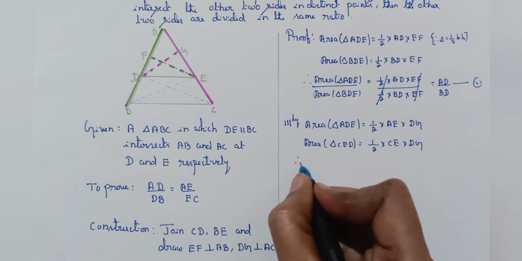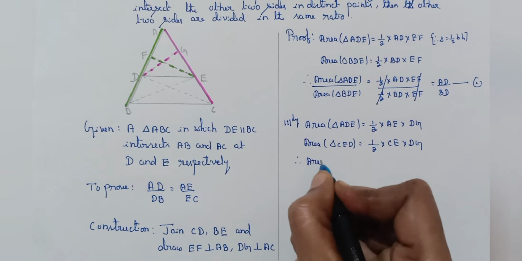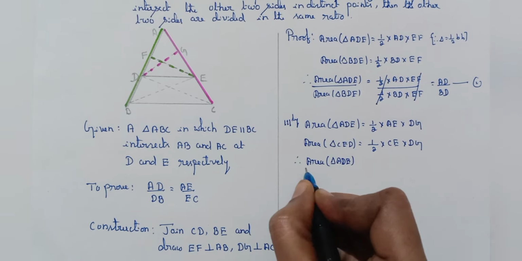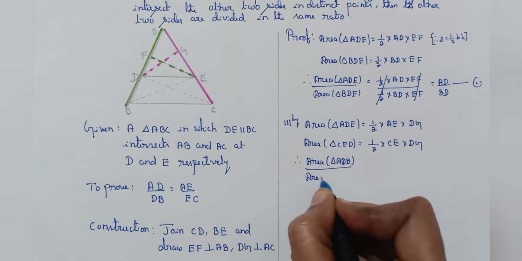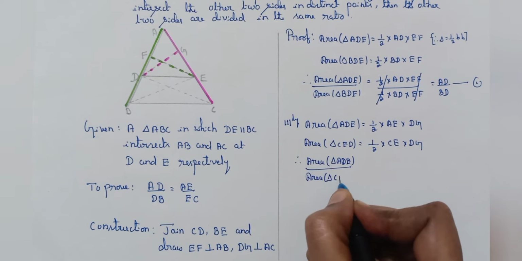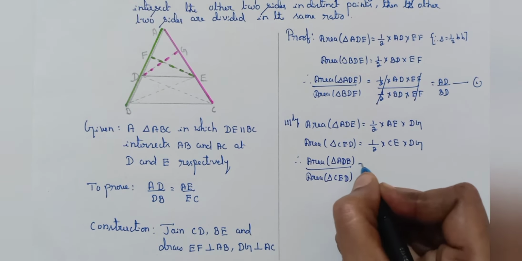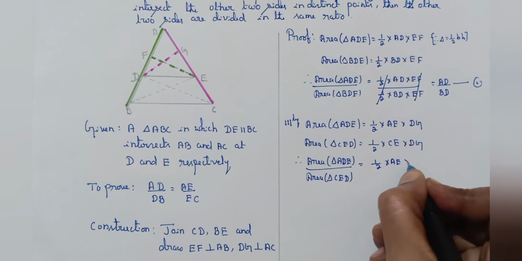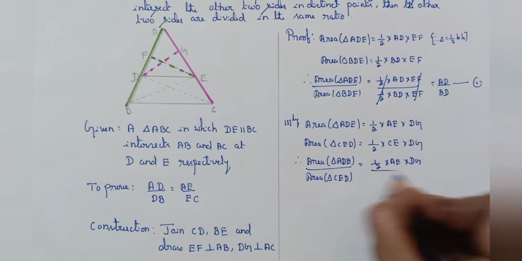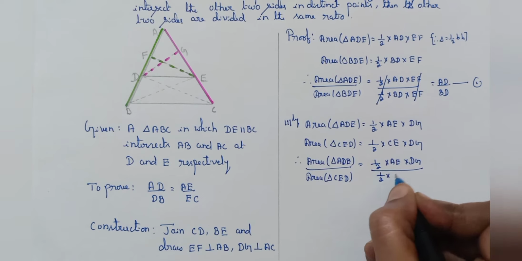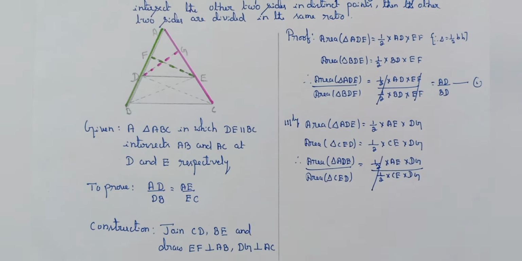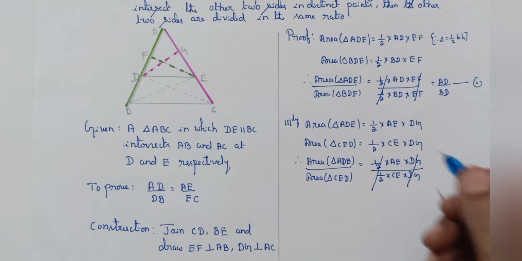Now take the ratio of the area of the triangle ADE and the area of the triangle CED is equal to half into AE into DG by half into CE into DG. Here we can cancel this off and we can cancel this DG.